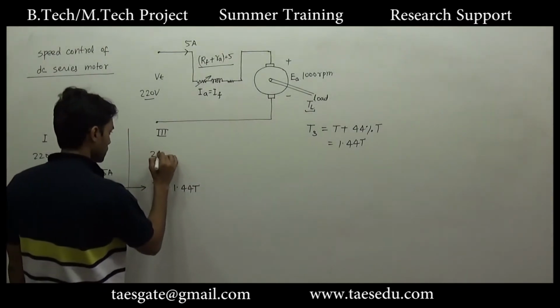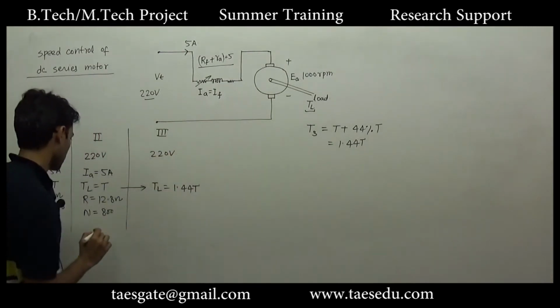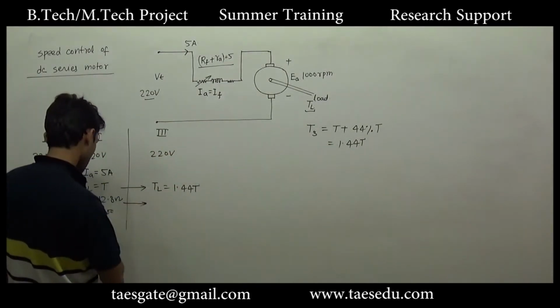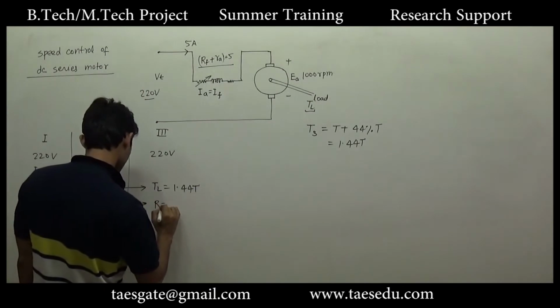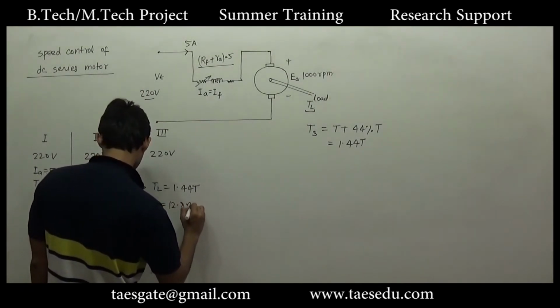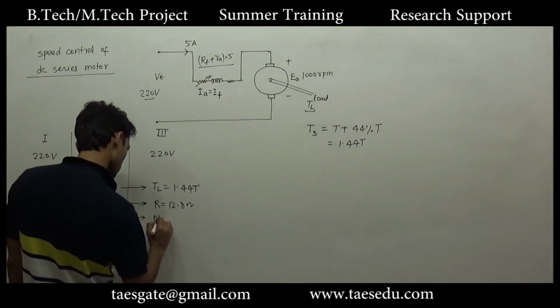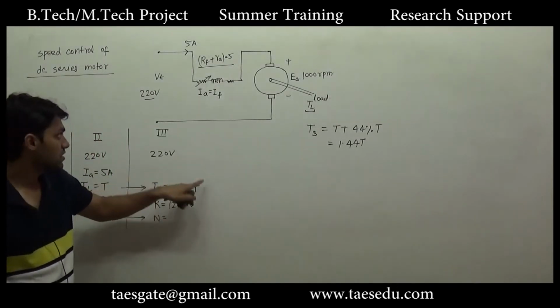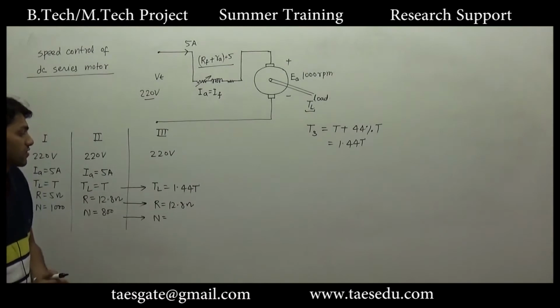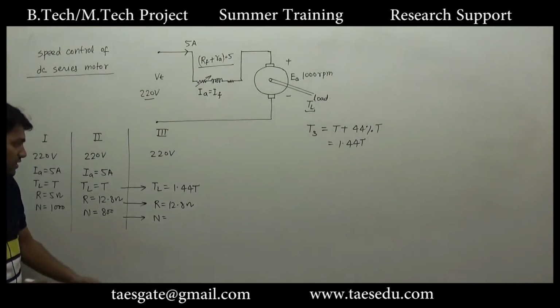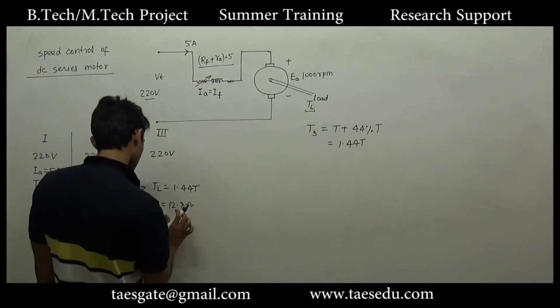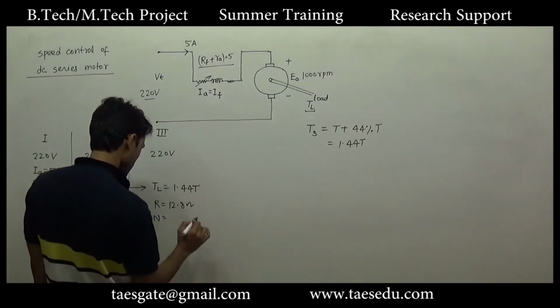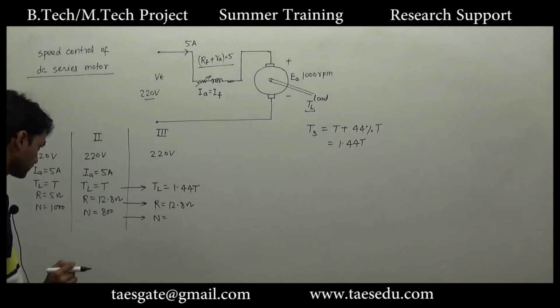Supply voltage is same. Resistance has not been changed, so R equal to 12.8 ohm. Load torque has increased. So I have just written that if load torque will increase, speed will decrease. So we will expect some value which is less than 800 rpm.